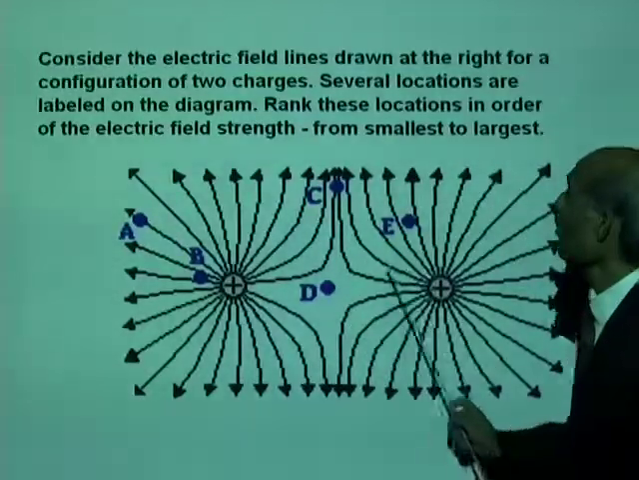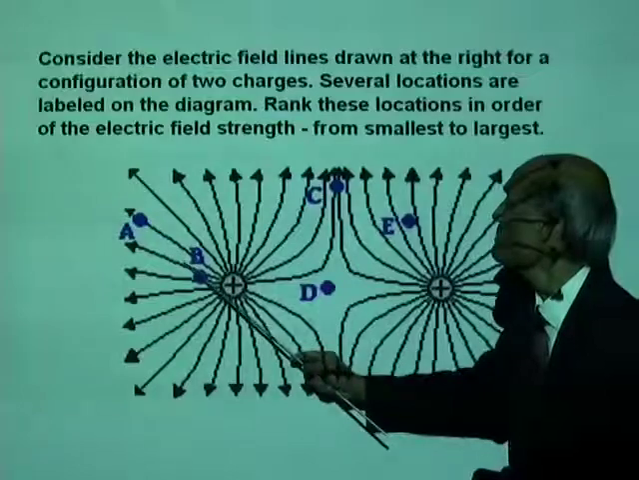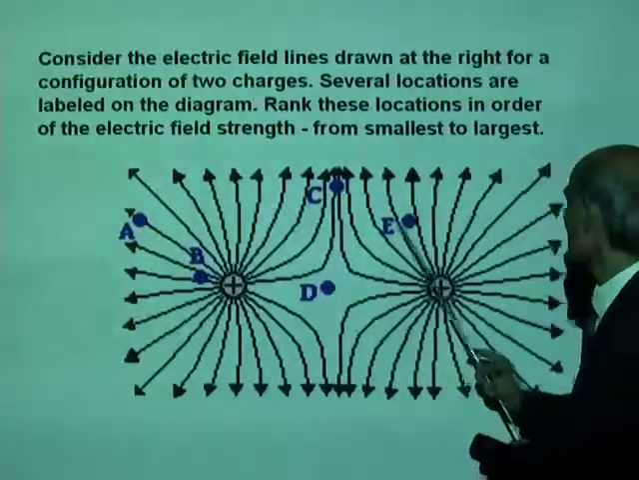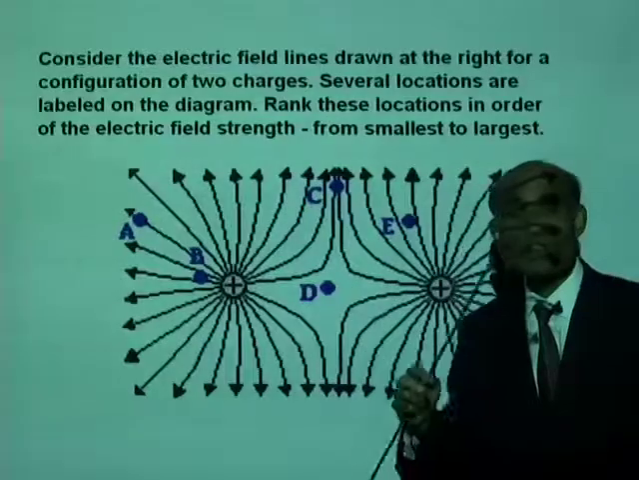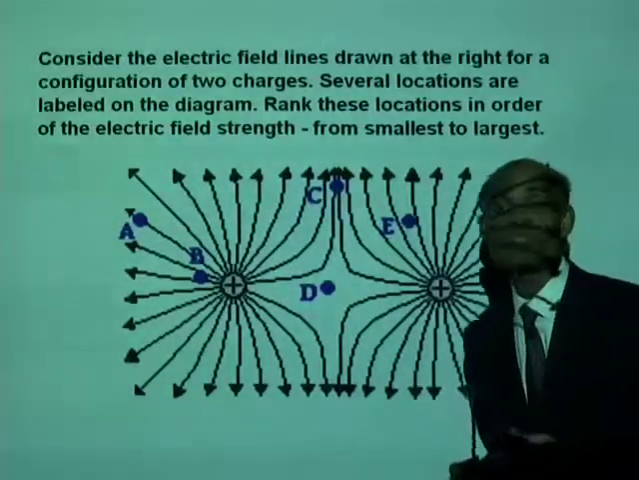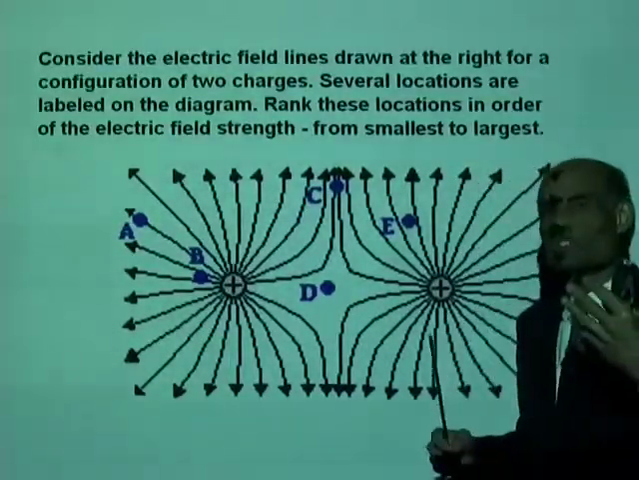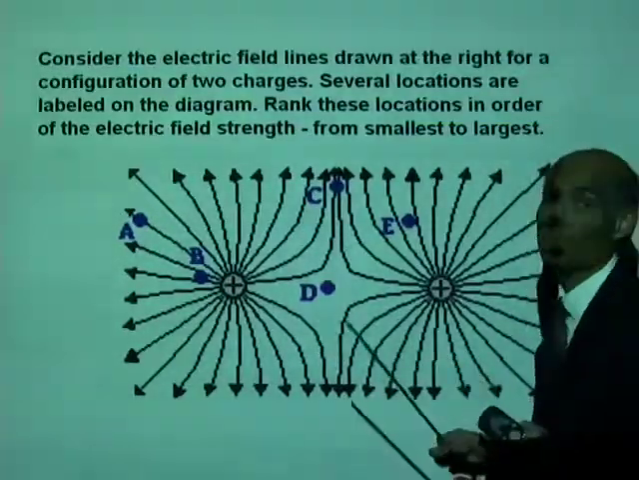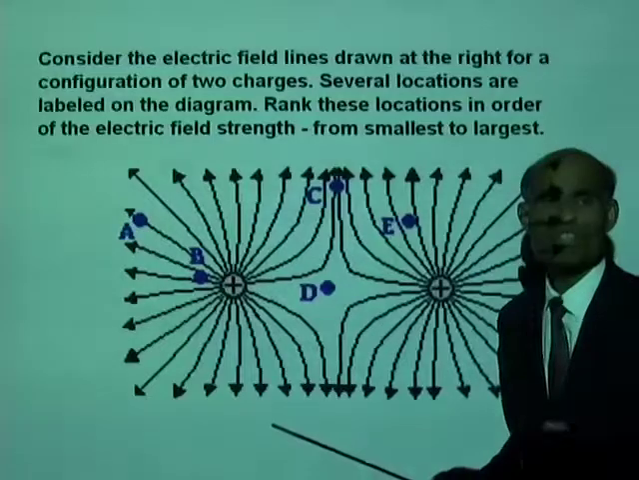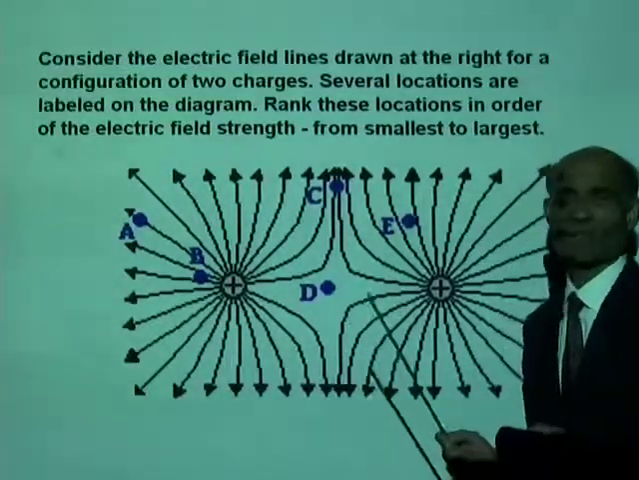Now here are the points. Point A, B, C, D, E. You got to rank them according to the strength. Which of these 2 points has the field strength greater? Looking at the field pattern. Alright, that is number 4, I think.